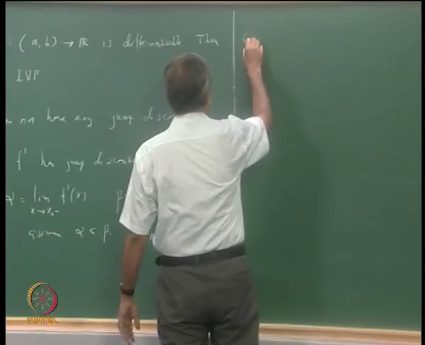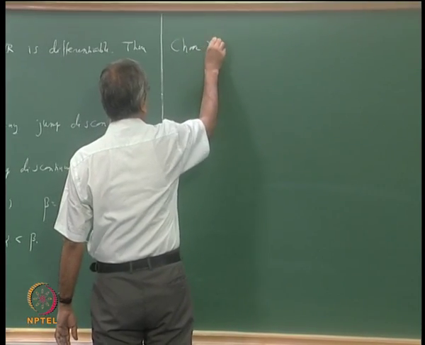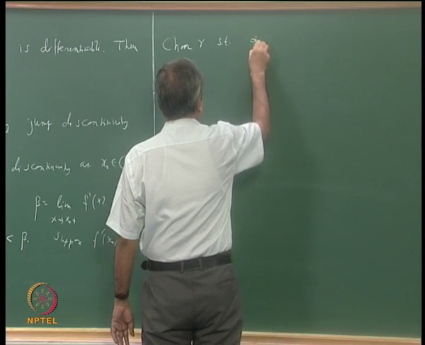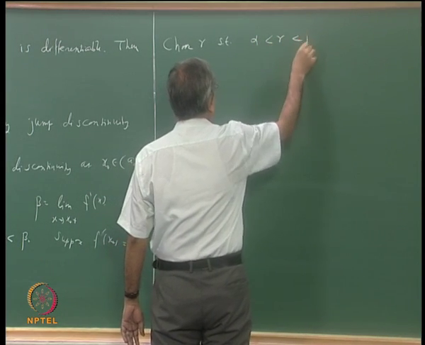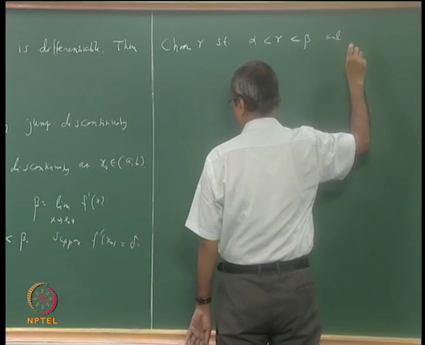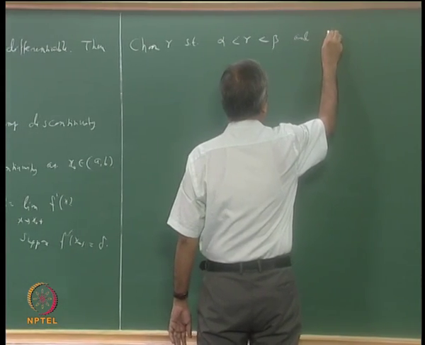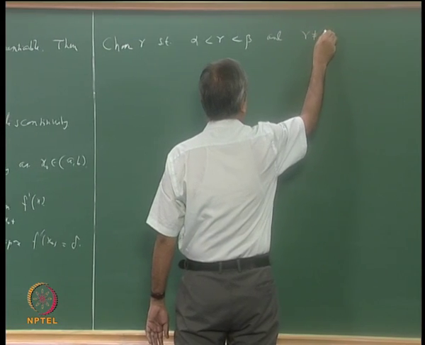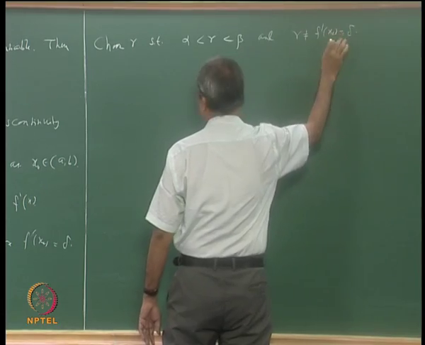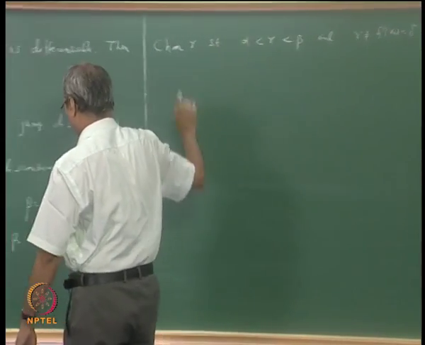Choose, let us say, gamma such that alpha less than gamma less than beta, and gamma is also different from this f prime x naught, which we had called delta. Okay, this does not matter really whether we call it delta or not. Okay.